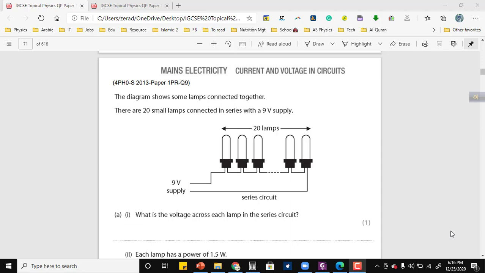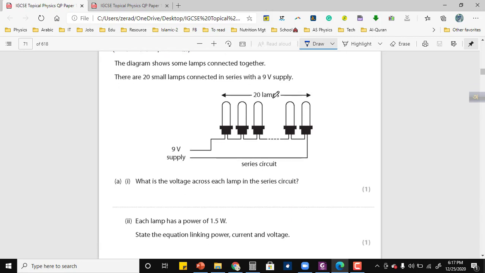The first one says the diagram shows some lamps connected together. There are 20 lamps connected in series with a 9 volt electric supply. The first question says, what is the voltage across each lamp in the series circuit?